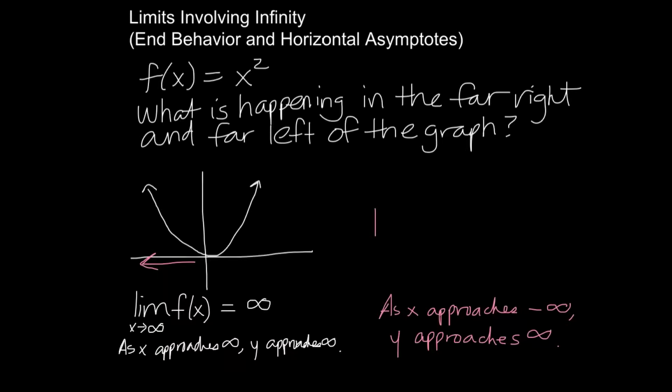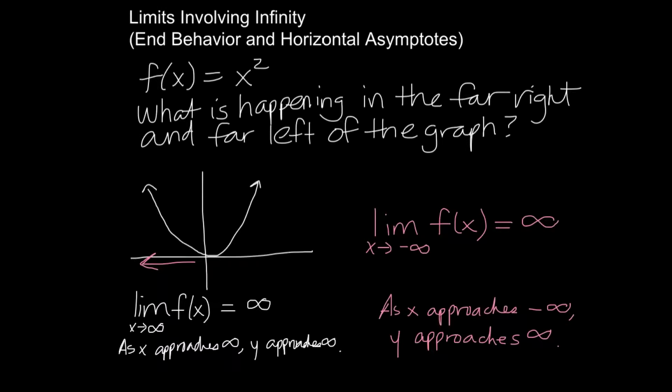And so how do we write this as a limit? We write lim. Underneath that we write x approaches negative infinity because we want the x values to get super negative. Next to it we write f of x. And what are the y values approaching? It's also positive infinity like the other one.